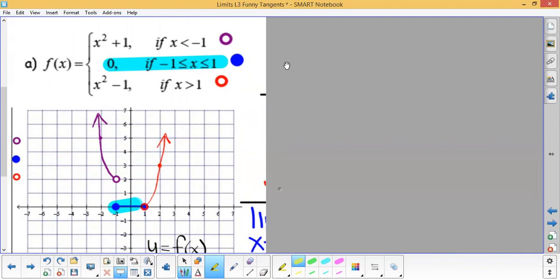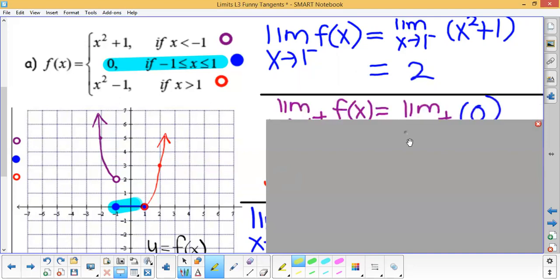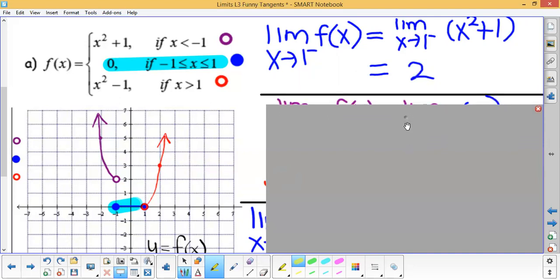So how are we going to analyze these limits? Well, first of all, we're going to talk about the function as x is approaching 1, positive 1. Let's see, I meant to write negative 1. Please fix that in your notes. Negative 1.